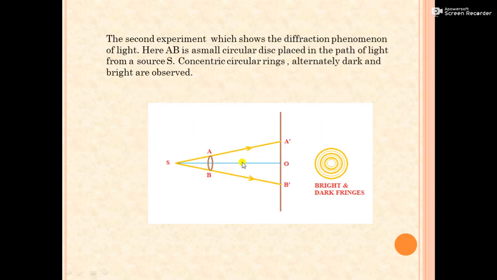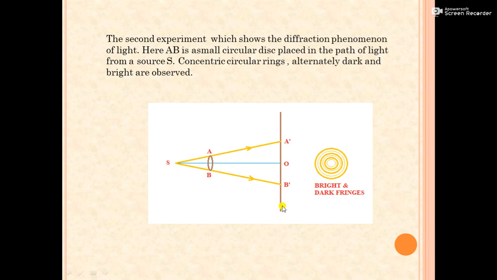Let us take another experiment. Here we have a source S, and a disk AB is placed in the path of the light. It is expected that on the screen, if we consider rectilinear propagation, the diameter A prime B prime should be dark and the other part should be bright.